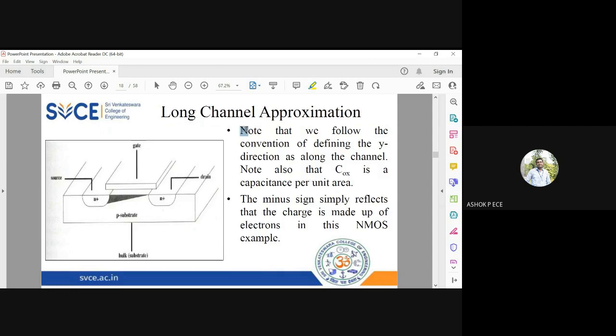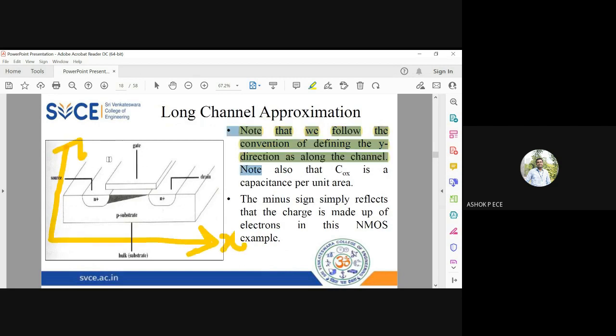We follow the convention of defining the y direction along the channel. So usually we use horizontal for the x-axis and vertical for the y-axis, right? But here in MOSFET, it is reversed. We always use y along the channel. So don't think that when you represent y, it is vertical. It is going to be along the channel.